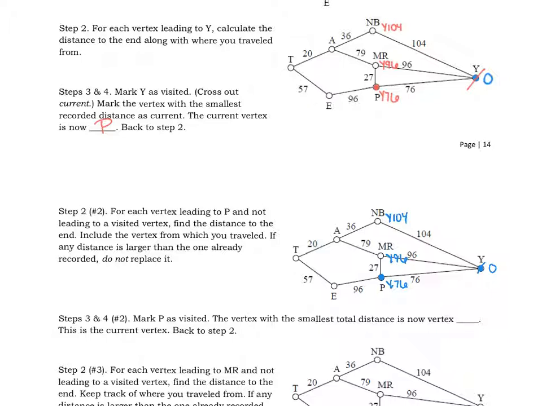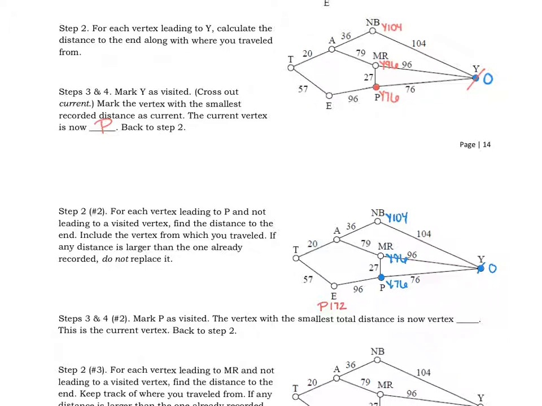However, we can look here at vertex E, which is Eatonville. We haven't been there at all. And so if we take that 96 minutes to get to Packwood and then the 76 minutes to get to Yakima, that's a total of 172 minutes. And that would be if we traveled through Packwood.